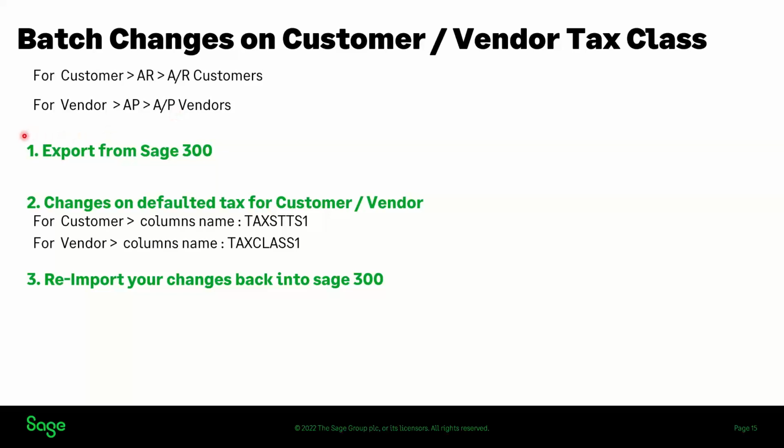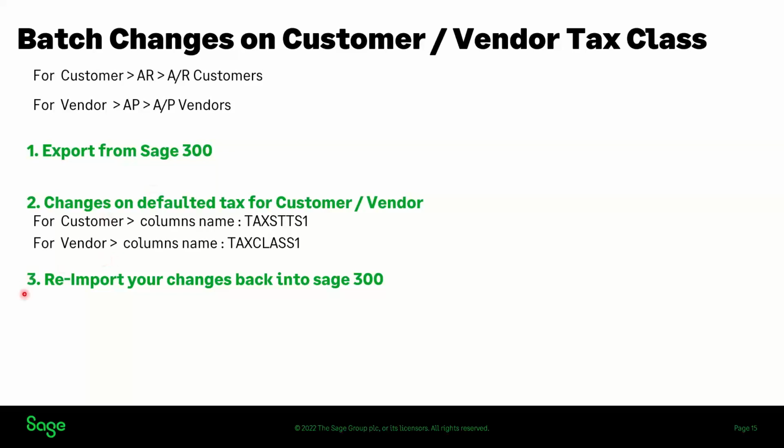Okay, so what are the steps that need to be done? It's actually basically the same thing as what I demonstrated to you for item tax classes. First thing first, you will have to export your information from Sage 300. And then for the changes, for customer, the column name that you need to change in your Excel file is TAUTH1 or TAXSTTS1. For vendor, the column name that you need to change is TAXCLASS1.